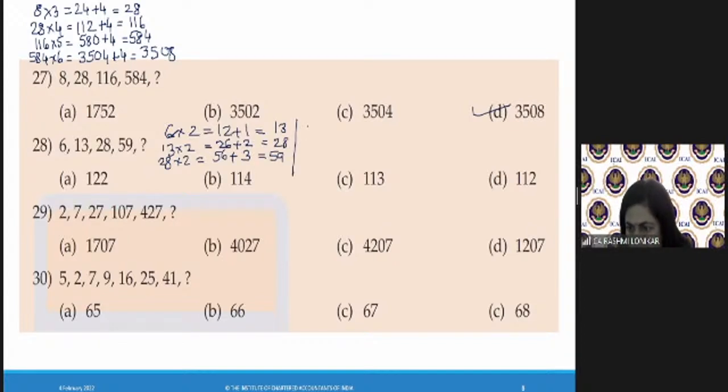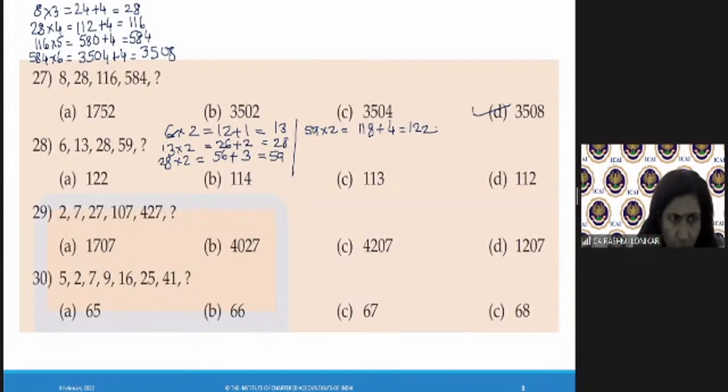Then what will happen? 59 into 2 is how much? 118 plus 4, which is equal to 122. Okay. 59 into 2 is 118 plus 4 is 122. So what do I have? A will be the correct answer.